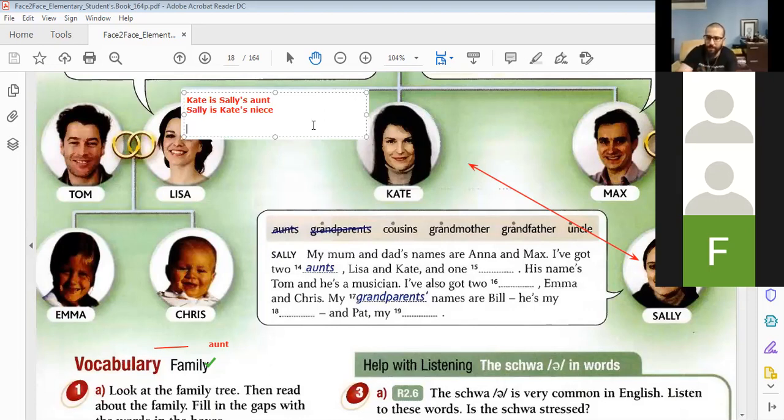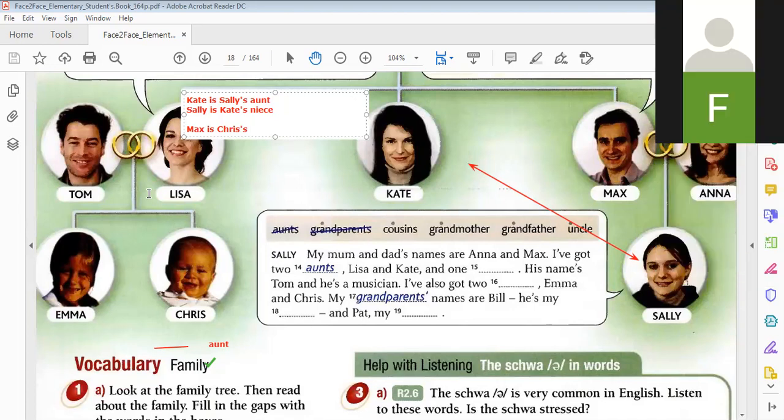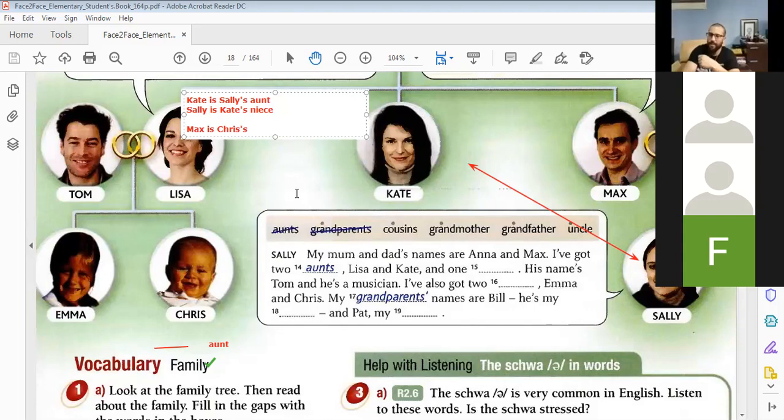All right, let's do the opposite. So Max is Chris's. What's the relationship between Max and Chris? Can you see the baby Chris? Yes. Uncle, okay, yeah. Max is Chris's uncle. صح ولا؟ Yeah. أو لو منديرو بالعكس منقولو Chris is Max's.